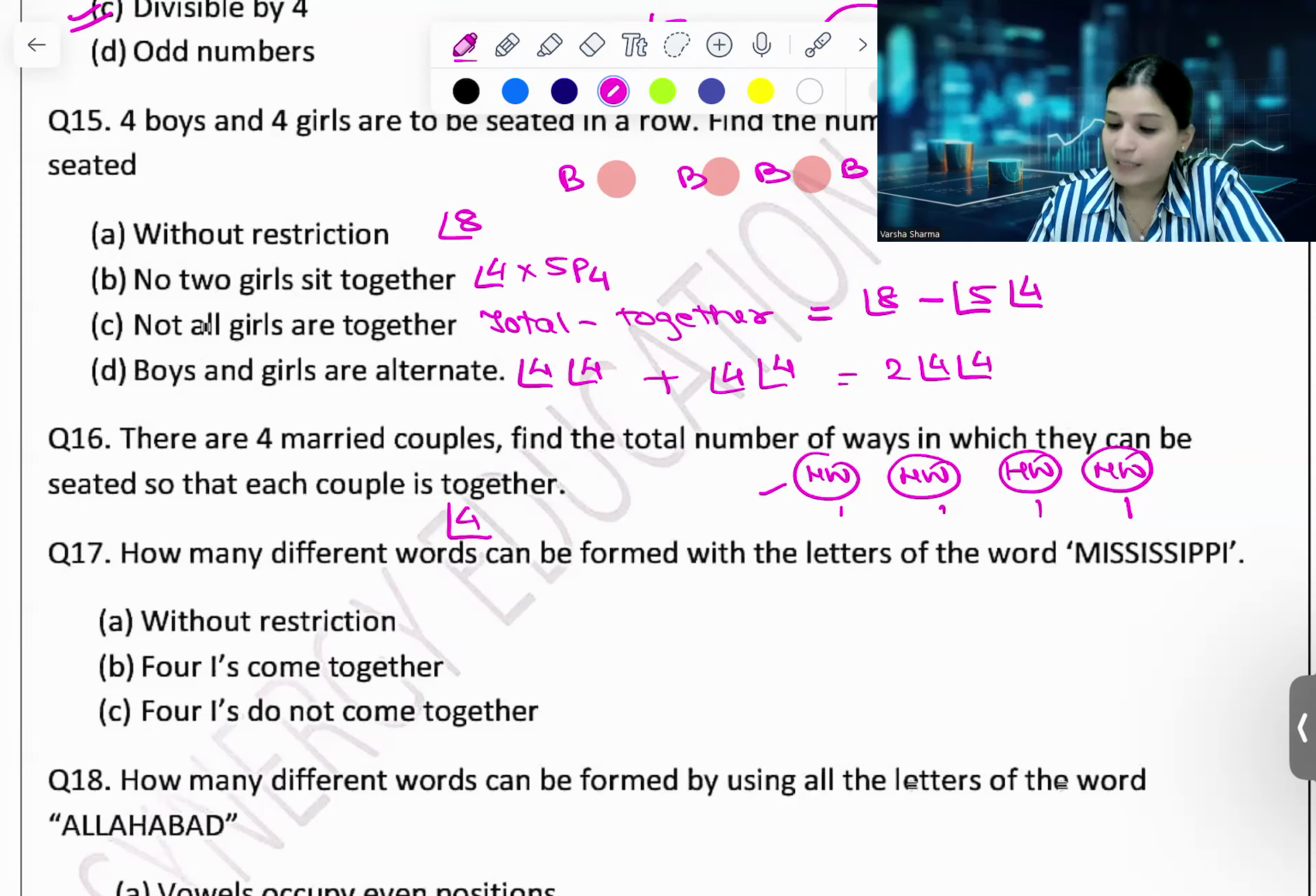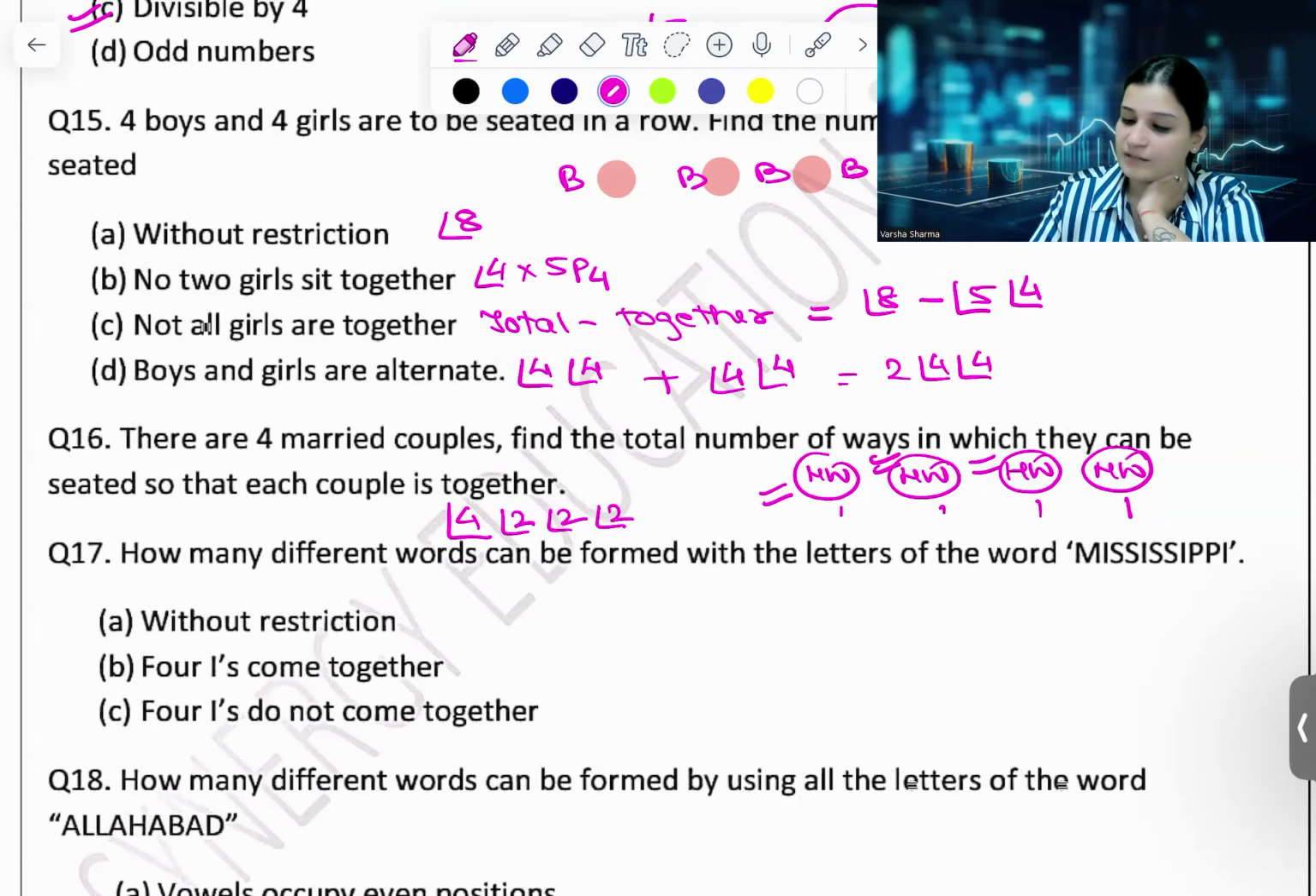Now, this particular bundle, the husband and wife can change among themselves in how many ways? Again, this husband and wife can arrange among themselves. Another bundle, they can also arrange among themselves. Now, this bundle can also arrange among themselves.